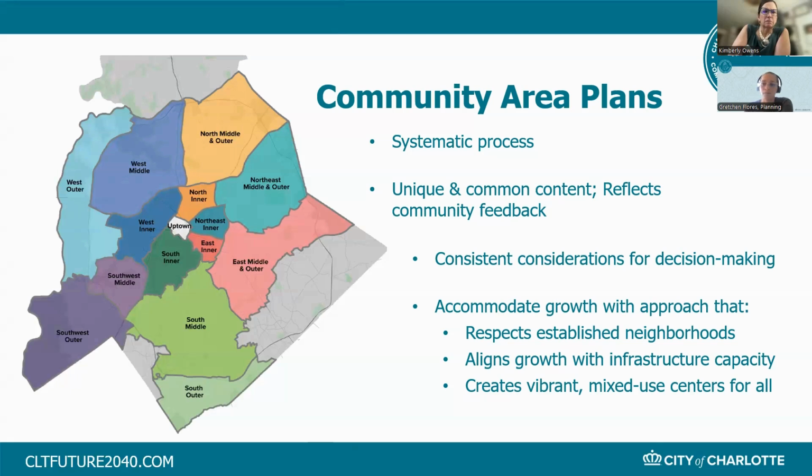So over time, with these plans, we can have some considerations on how growth should be happening in the following ways. They will help respect established neighborhoods. They will help align growth with our infrastructure capacity, and then help create vibrant mixed-use areas to accommodate the growth that's coming. We know that with all of the growth that's coming, we needed a comprehensive approach, and the way to do that in terms of accommodating that growth is to really drive it to the centers where the density and the infrastructure would be adequate to handle that.